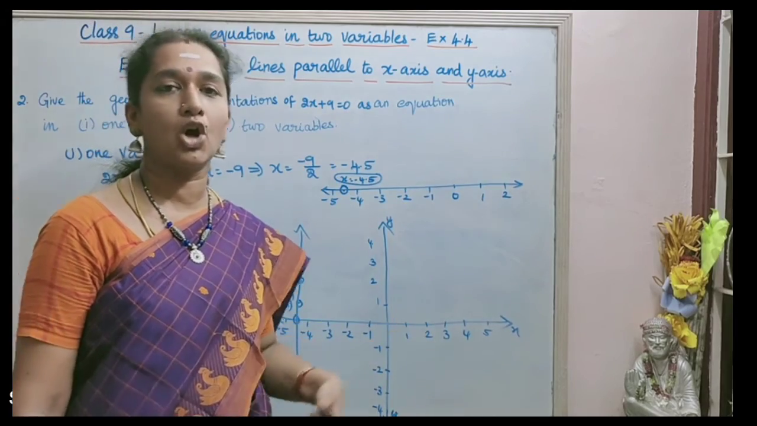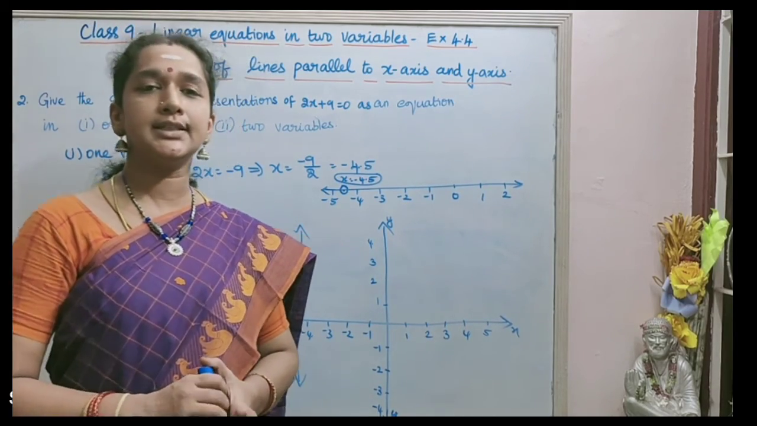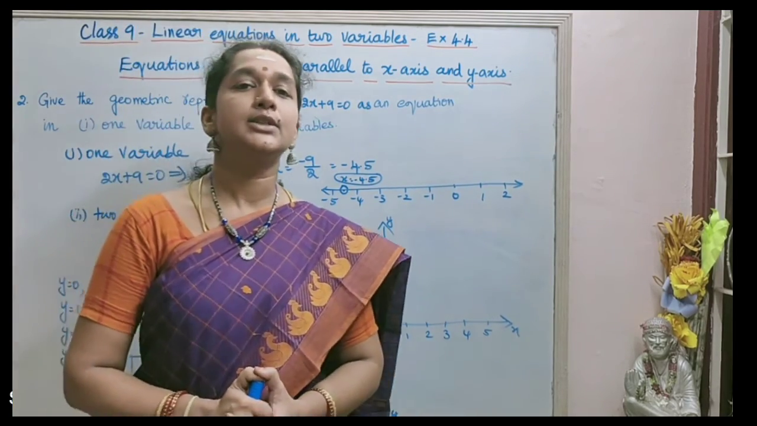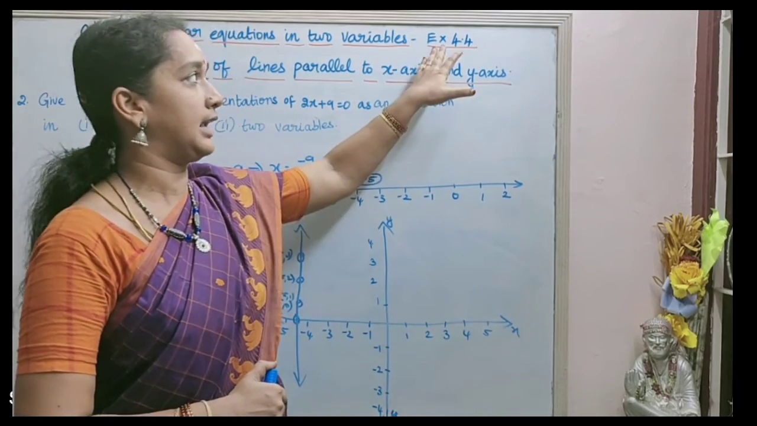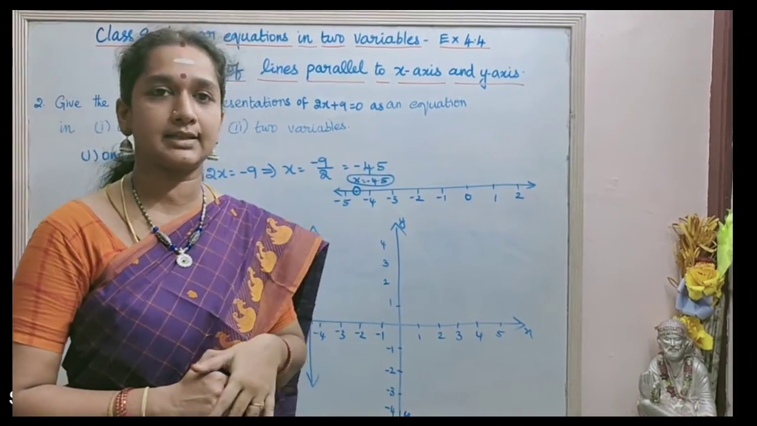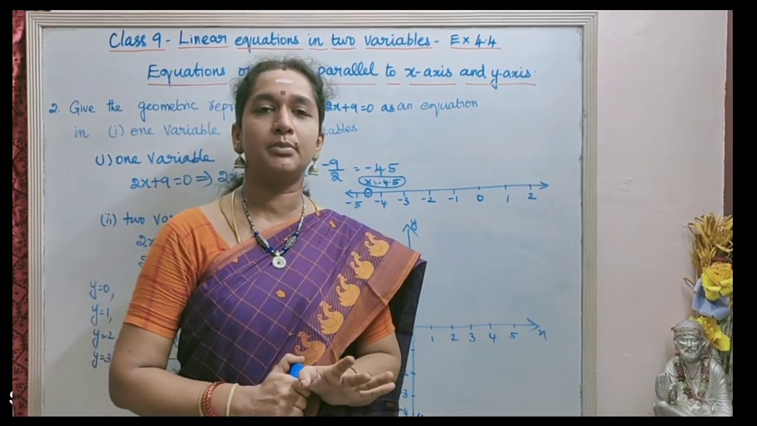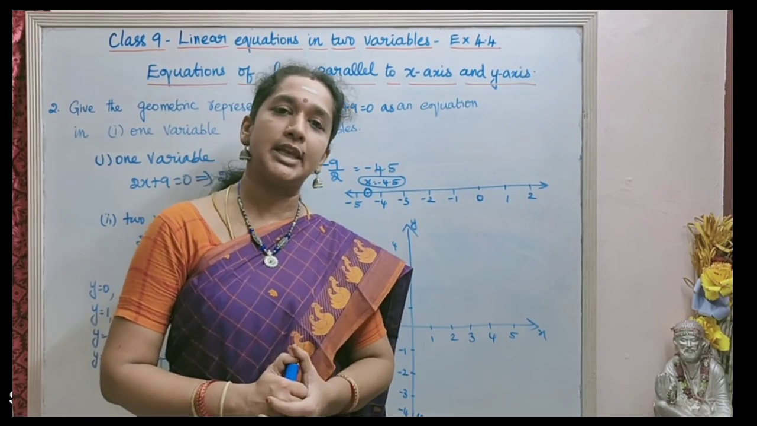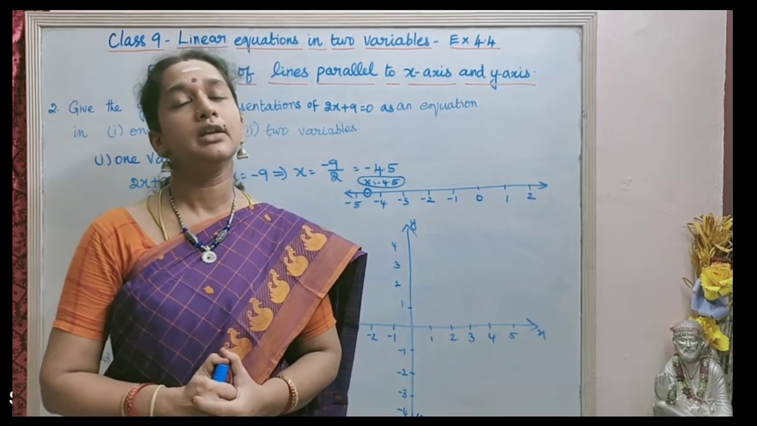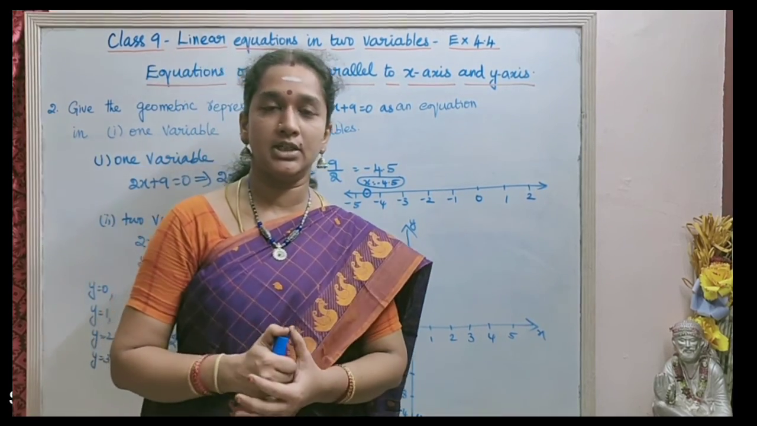for x-axis or y-axis. So, with this, I am completing today's class. So this chapter is over. Exercise 4.4 is the last exercise for this linear equation in two variables. This chapter is over. From the next class, I'll be doing a new chapter.